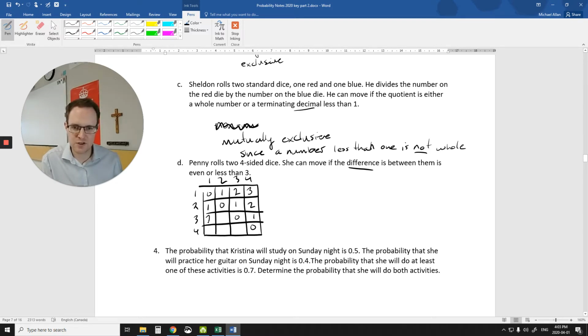3 minus 1 is 2, 4 minus 1 is 3. 3 minus 2 is 1. 4 minus 2 is 2. This last one's 1. Okay, so let's go through and just highlight which ones are even.